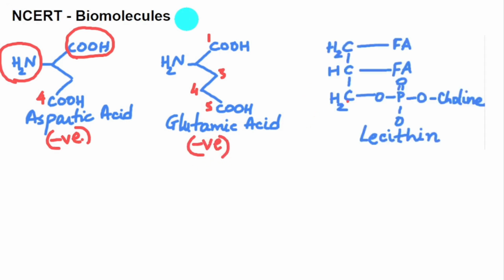Then lecithin is also given in the option. Lecithin is a phospholipid because it has a phosphate group. So this is the general structure. This is the glycerol and to each carbon there is a fatty acid attached via ester linkage. So this linkage is phosphoester linkage and to the phosphate there is another group called choline attached and together this complete molecule is called lecithin. So lecithin belongs to phospholipid category.